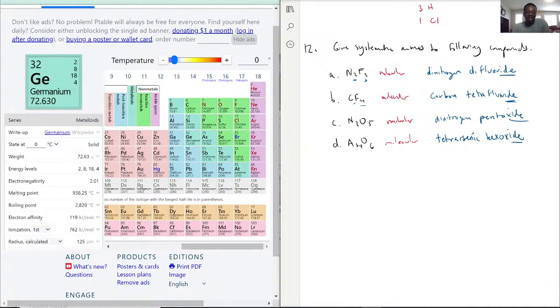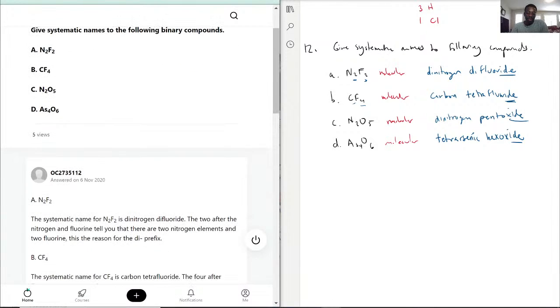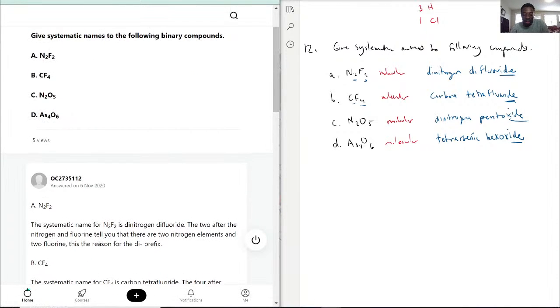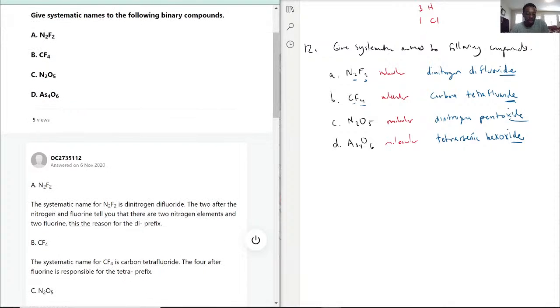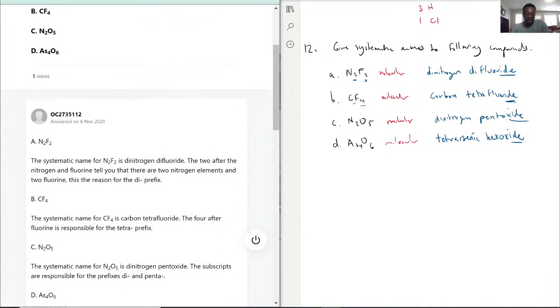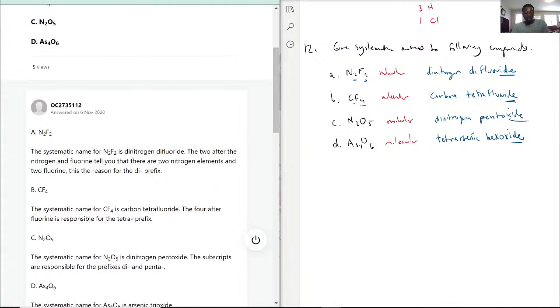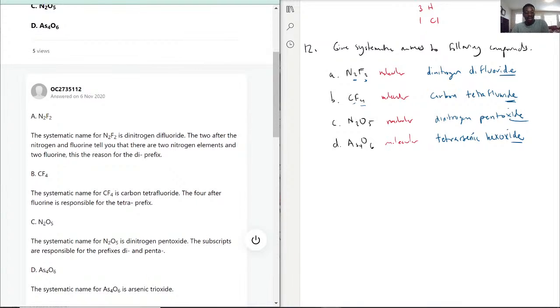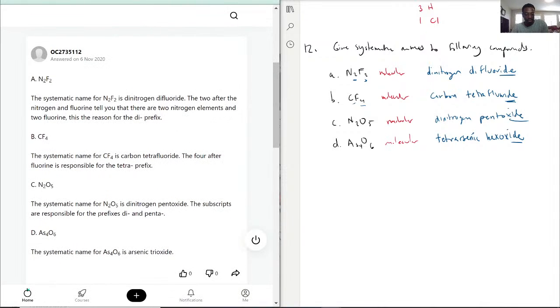Let's see how we did. So yes, N2F2, dinitrogen difluoride. Awesome, we got that. CF4, carbon tetrafluoride. Perfect. N2O5, dinitrogen pentoxide. Awesome again. And now, moment of truth. Arsenic trioxide. I couldn't tell you why. No, really, I can't.